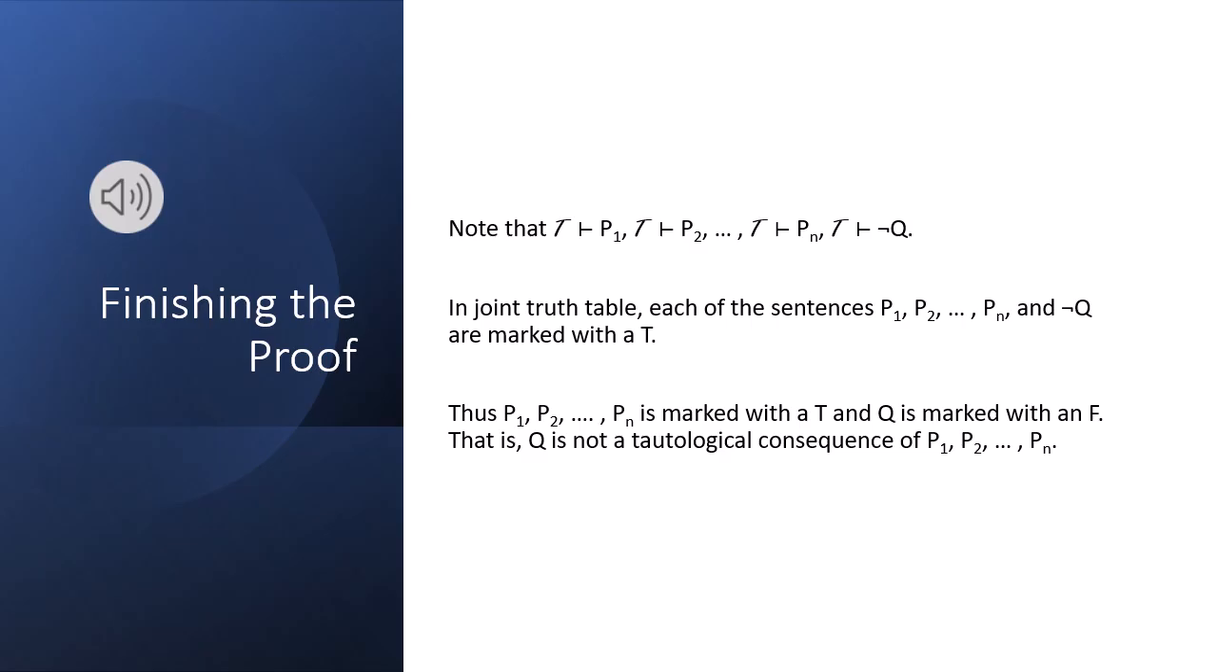Now, if negation of Q is marked with a T, by the definition of negation, that means that Q must have been marked with an F. In other words, in this particular line of the joint truth table, P1 through Pn is marked with a T, and Q is marked with an F. That is, Q is not a tautological consequence of the premises P1 through Pn. And that is exactly what we were after proving. So that finishes off the completeness theorem for propositional logic.